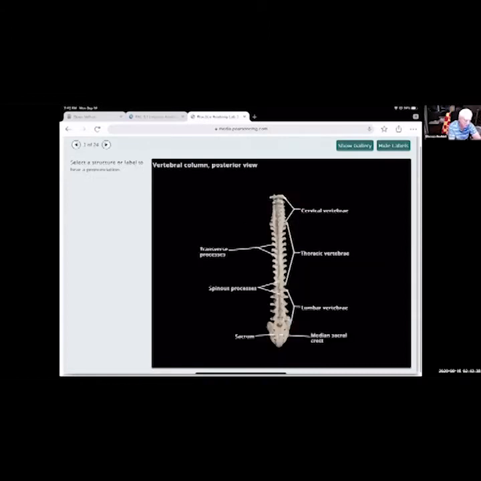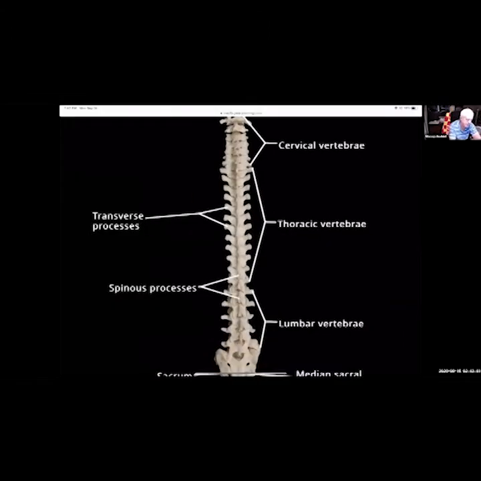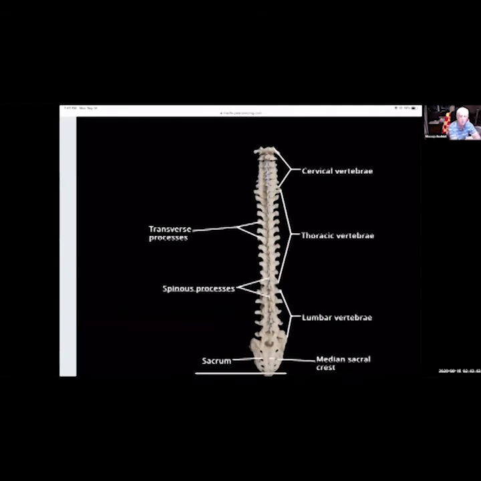Looking at it posteriorly, pointing at you, you can see the spinous processes. Those are the parts of the vertebrae that stick straight out the back, straight posterior. The transverse processes go to the side. The sacrum is the bottom part there, which is your 5 fused vertebrae. And then below that would be your coccyx. You have a median sacral crest or ridge on the sacrum, which runs right down the midline. You have your lumbar vertebrae, your thoracic vertebrae, and your cervical vertebrae. Again, C1 through C7, T1 through T12, L1 through L5.